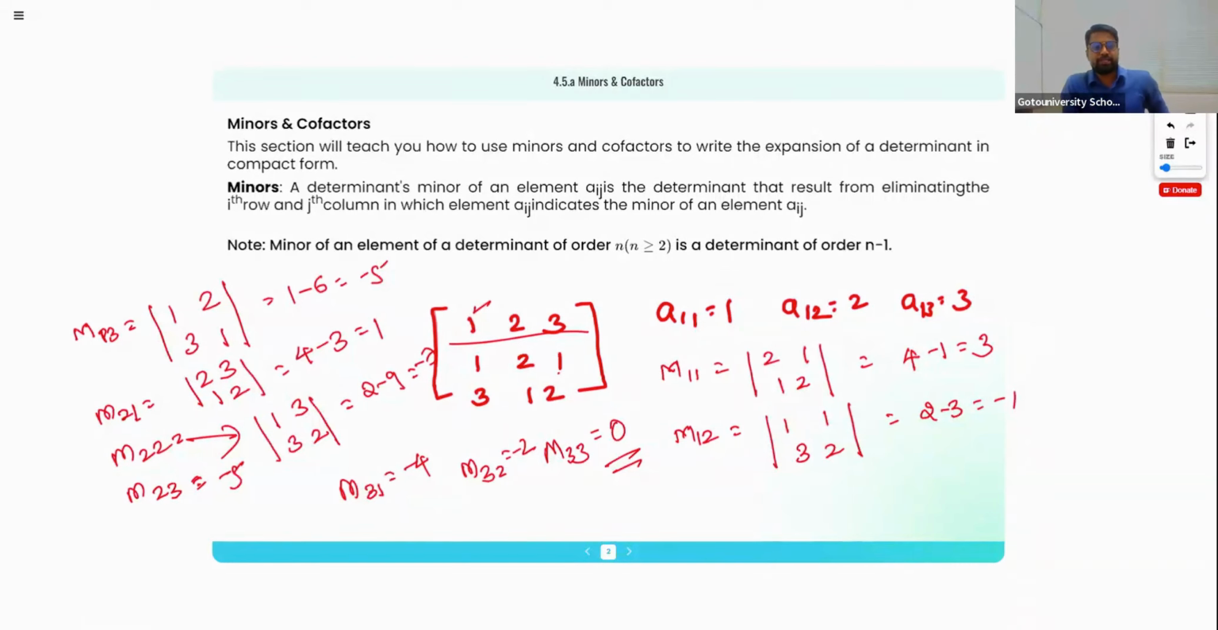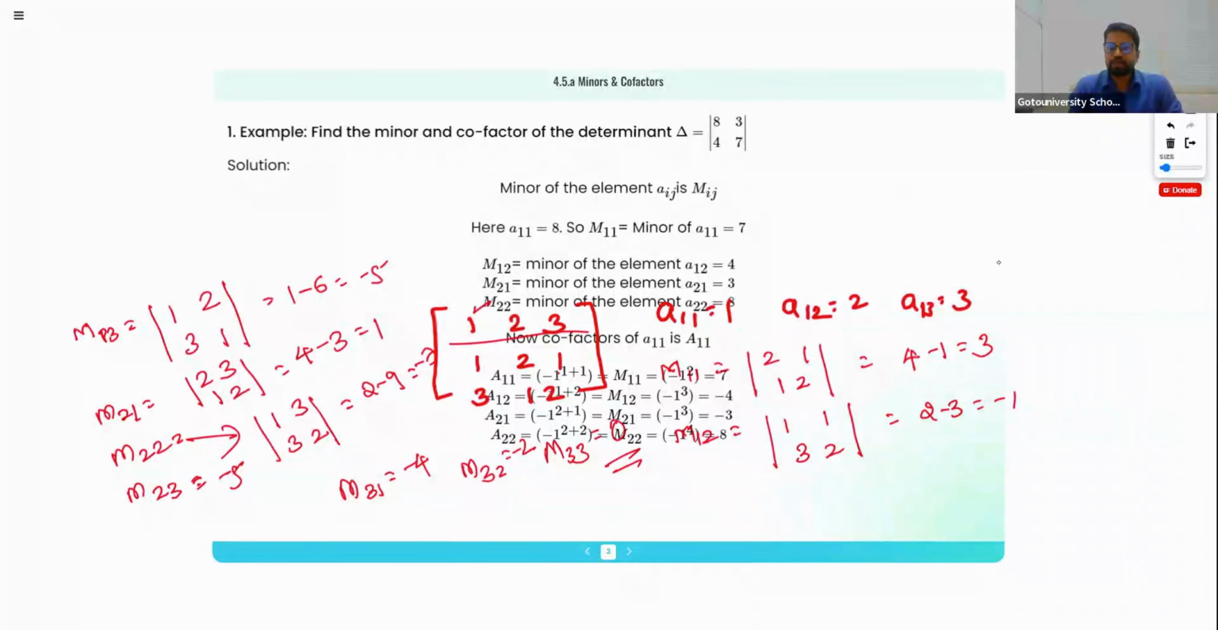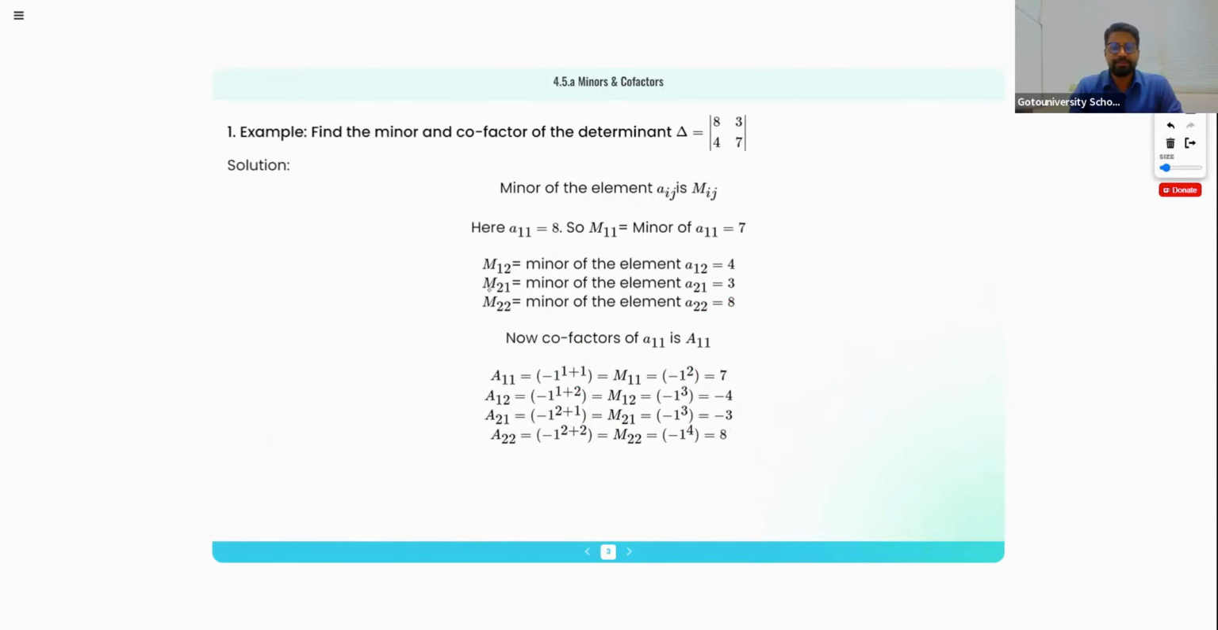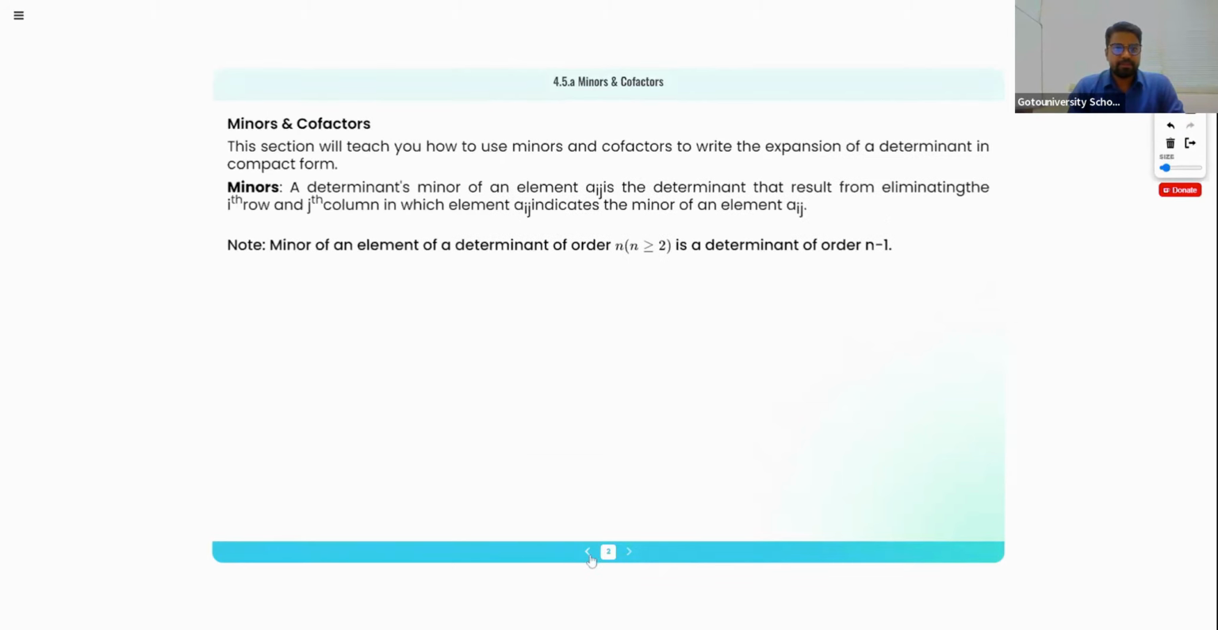How are we using these minors in our questions, that we can see later. So let's go to the next part, which is cofactor. What is cofactor? So what is cofactor? Let's see. Let me explain the cofactor part directly here only.